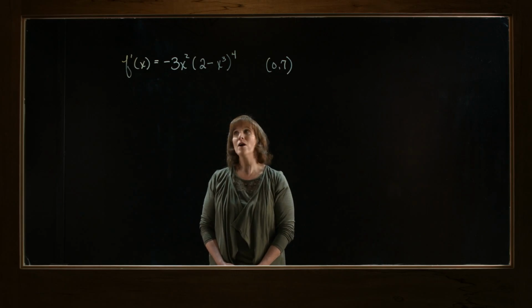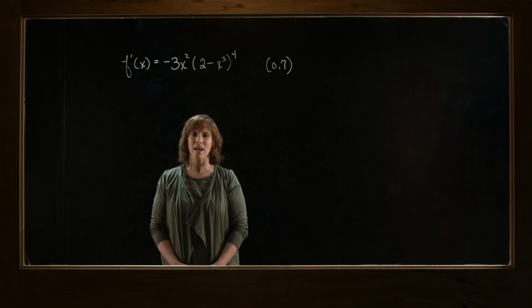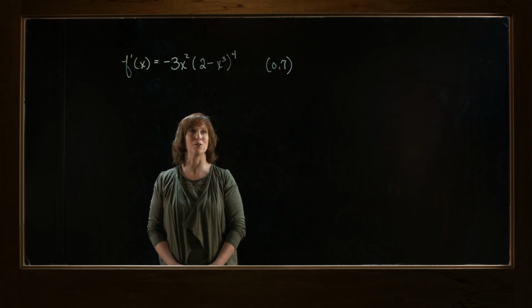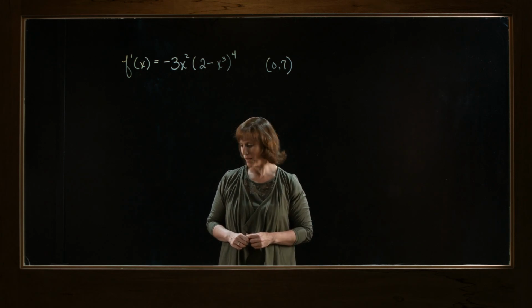Hi, I'm Cheryl Leach. In this problem, we're asked to find a function whose derivative is minus 3x squared times the quantity 2 minus x cubed to the fourth, that also passes through the point (0, 7).